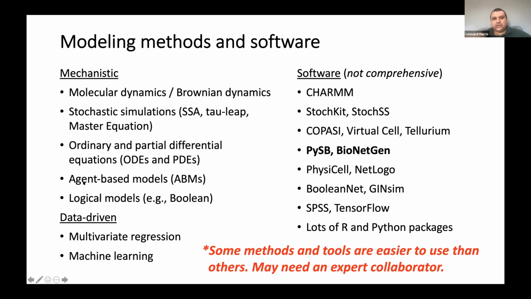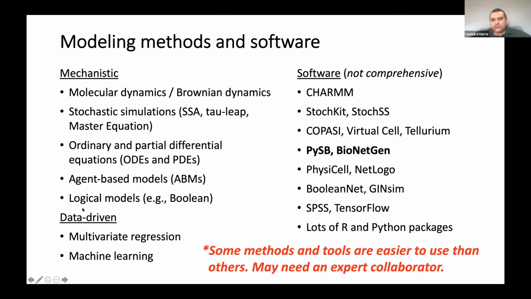Agent-based models are popular, especially for cell or tissue level simulations where you have cells that are moving around and sensing their environment, and you can define simple rules that define their movements and behaviors. And then there are logical models, which include Boolean models inspired by circuit models of network dynamics, that can be applied to cells, and in particular gene regulatory networks.